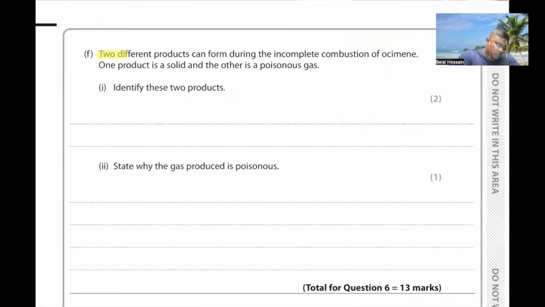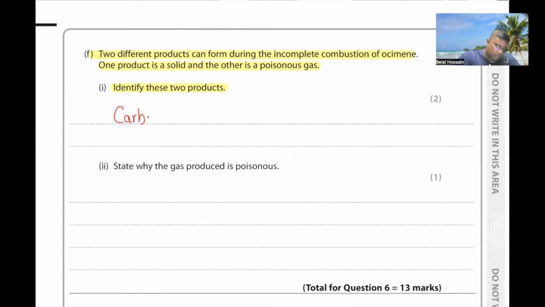Part F. Two different products can form during the incomplete combustion of ocimene. One product is a solid and the other is a poisonous gas. Identify these two products. When incomplete combustion of hydrocarbons occurs, the solid always produced is soot, which is carbon.